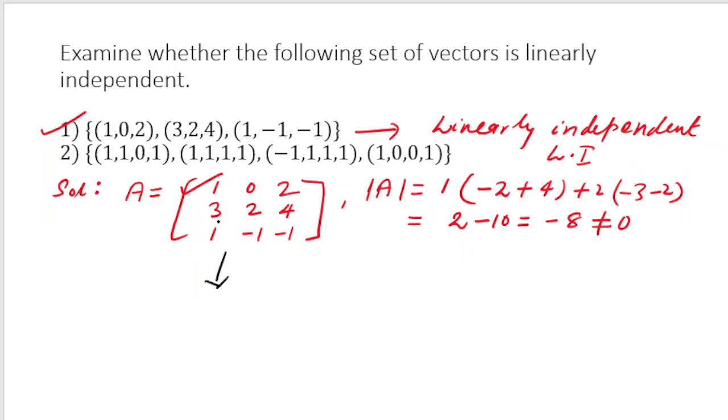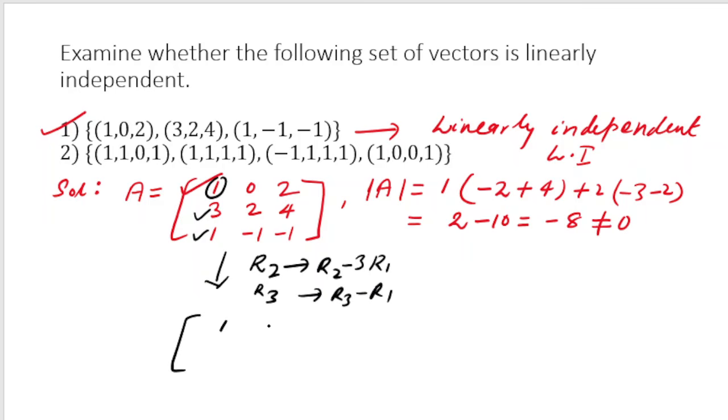To reduce this into row echelon form, you already have a 1 here, so you are going to make this element and this element 0. For that you can replace the second row R2 by R2 minus 3 times R1, and the third row R3 by R3 minus R1. If you do that, you get a matrix, sorry, 1 0 2, and here you get 0 and 0, and 2 minus 3 times 0 is 2, 4 minus 3 times 2, so 3 into 2 is 6, 4 minus 6 is minus 2.